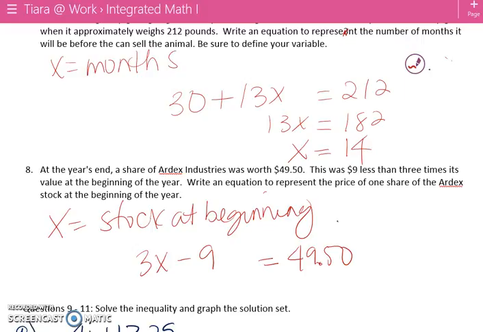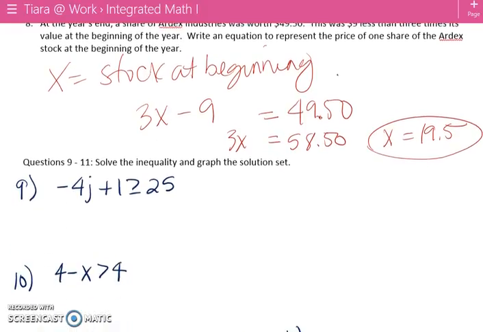We can add 9 to both sides, which will give us $58.50. And we're going to divide that by 3, or divided by 3. So x equals $19.50. That was the value at the beginning of the year.